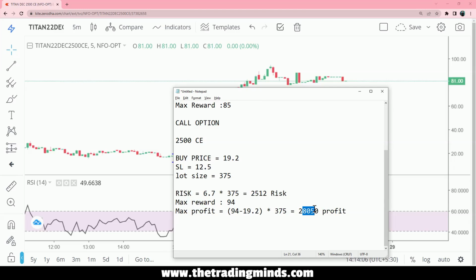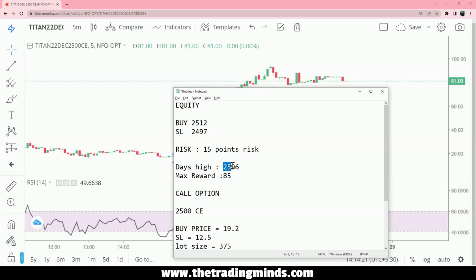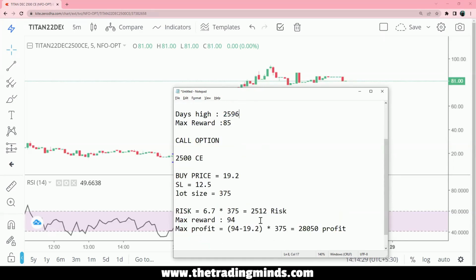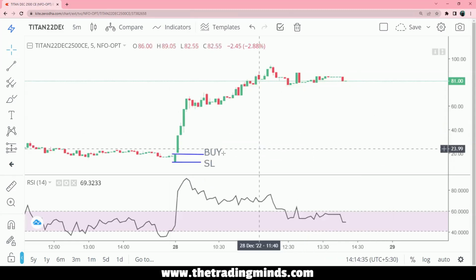This is called a quality trade. This is how you need to pick profitable trades, and a proper risk to reward. Was there no risk in the trade? Yes, there was a risk of 2,500 rupees. For example, we take 2,000 to 2,500 rupees risk, and 28,000 reward is there. So this is possible.